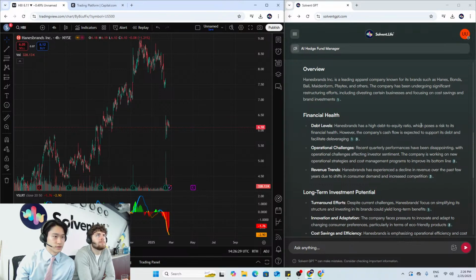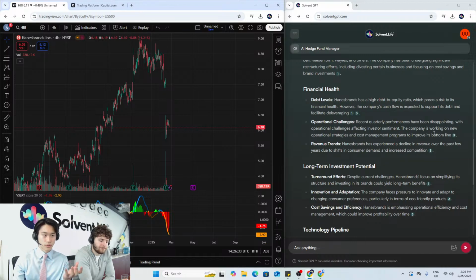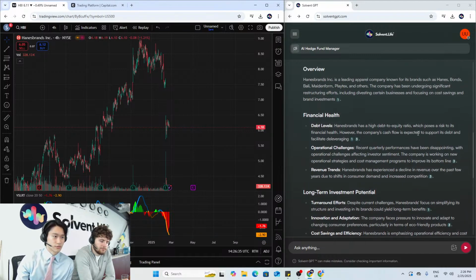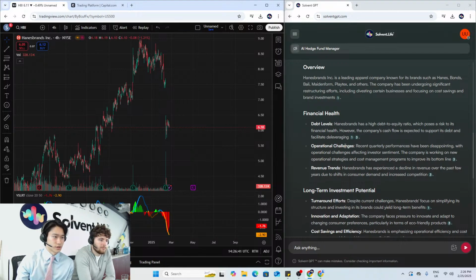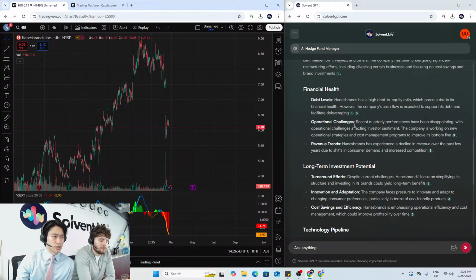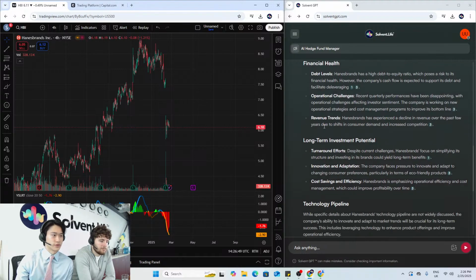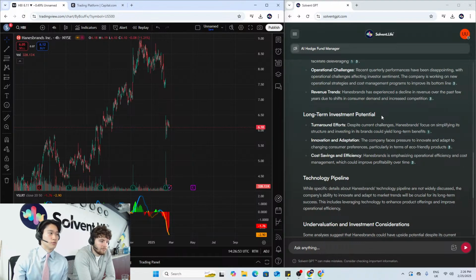So debt levels, they've got a high debt to equity ratio. That's probably due to their restructuring and rebuilding. They're going to be taking a lot of debt at the moment, which poses a risk to their financial health. But let's see how they're trying to turn that around. So revenue trends, they've experienced a decline in revenue over the past few years due to shifts in consumer demand and increased consumption. I'm guessing that's due to the fast fashion trends that have been taking over.